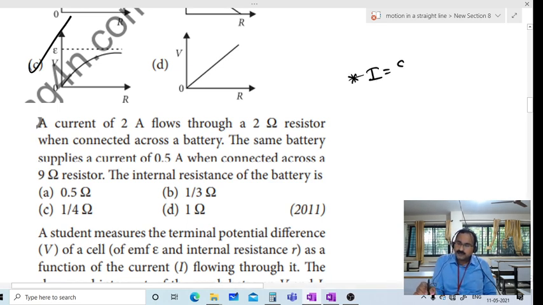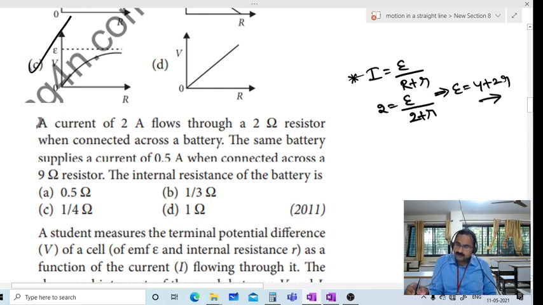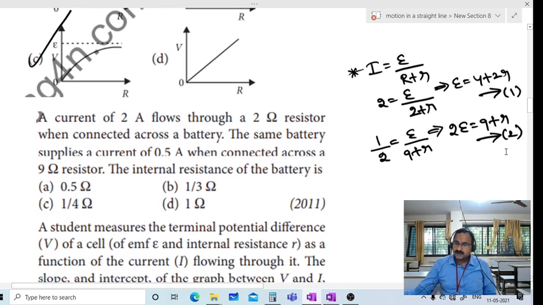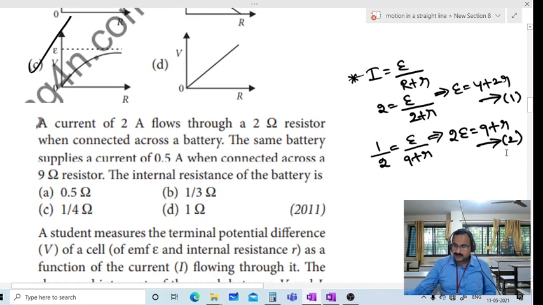I is equal to E divided by R plus r. First case: 2 is equal to E divided by 2 plus r. Therefore E is equal to 4 plus 2r, equation number 1. Second case: 0.5 ampere, nothing but 1 by 2, is equal to E divided by 9 plus r. Therefore 2E is equal to 9 plus r, equation number 2. The internal resistance of the battery, they are asking there.